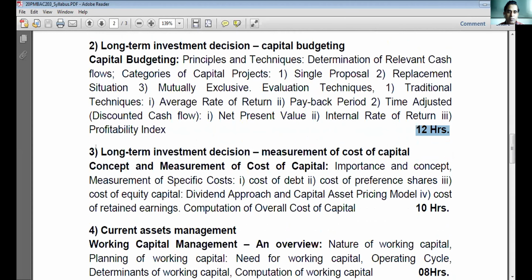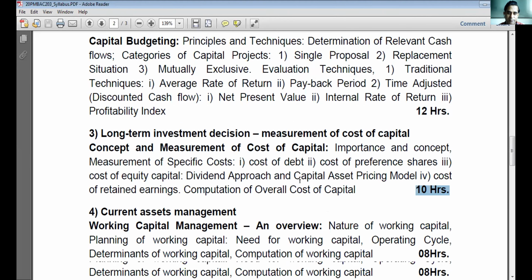Then the third unit was again related to long-term investment decisions, but it was about measurement of cost of capital. Chapter number 11, concept and measurement of cost of capital. So 10 hours. Exactly, we are as per the schedule. I have completed 32 classes and 3 units are completed. So that is about 62% of the total syllabus.